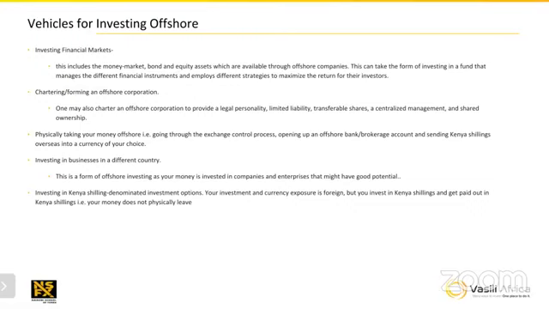Investing in businesses in a different country, this is very simple and straightforward. Identifying business opportunities. It could be a store, it could be a hotel, it could be a shop, it could be an online business that is based in a different country. This is also a form of offshore investing because you're investing in a different currency and in a different country that you're not a resident in. So this is actually a very popular form of offshore investing, especially for venture capitalists and other high-level investors as well.